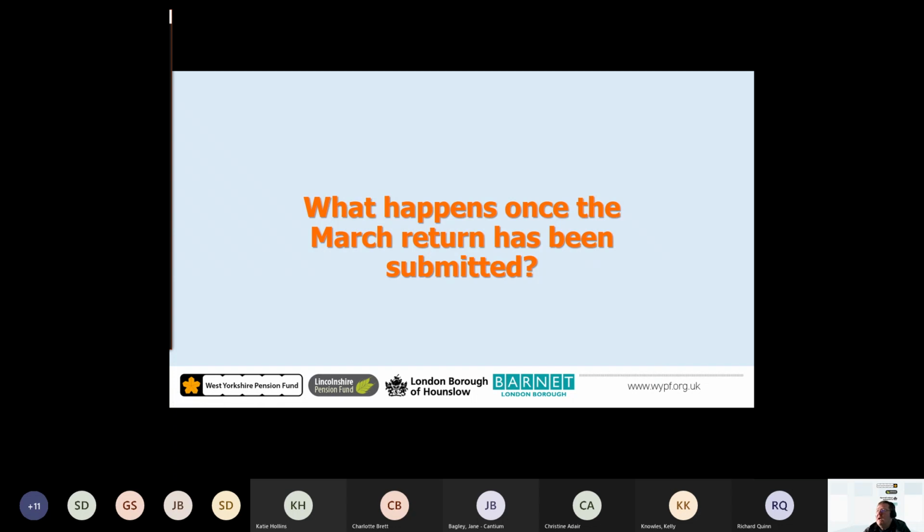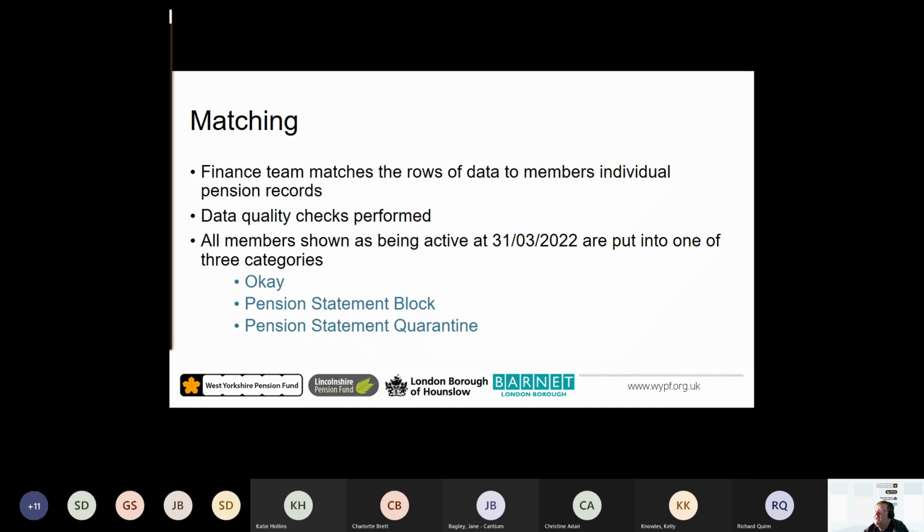So what happens once your March return has been submitted? Because it's the March return that we use at the end of the scheme year to complete the pension statements. It's the March return that has the final pay figures on, the annual rates of pay that we use to calculate the pre-2014 benefits. So once we've received your March return, our finance team match the rows of data to the individual members' pension records.